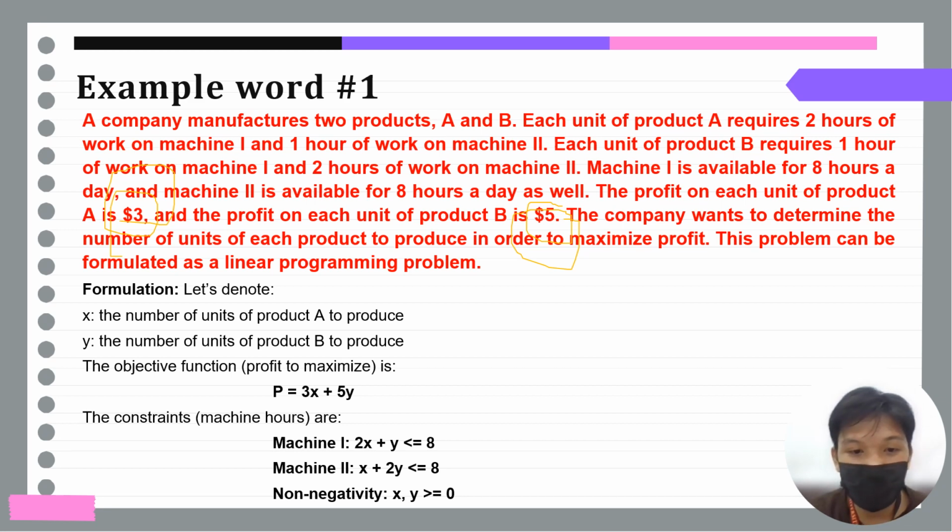And the constraints must be the use of machines. Machine 1 is 2x plus y less than or equal to 8. Then machine 2 will be x plus 2y less than or equal to 8. And the non-negativity is x and y are greater than or equal to 0.